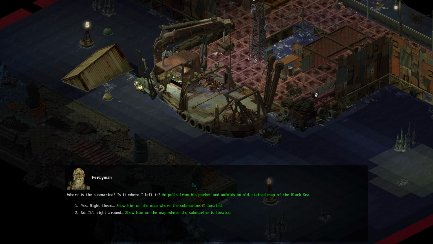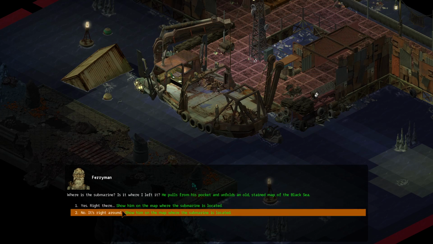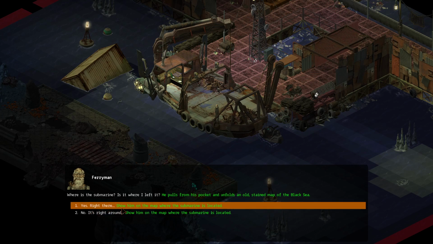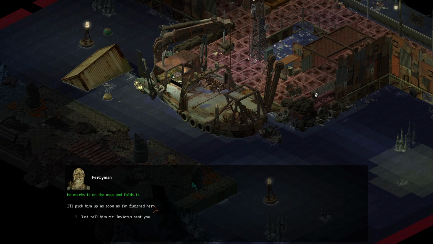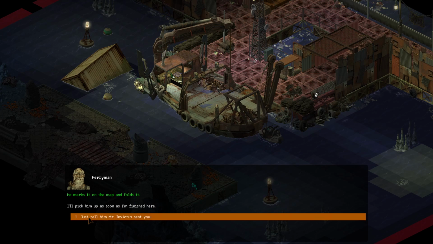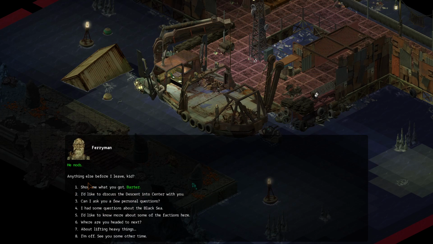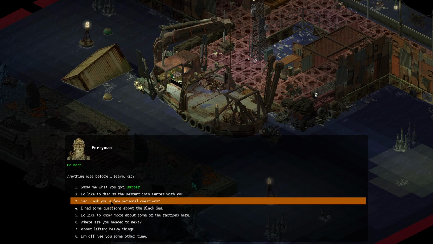He pulls from his pocket and unfolds an old, stained map of the Black Sea. Yes, right there. Show him on the map where the submarine is located. He marks it on the map and folds it. I'll pick him up as soon as I'm finished here. I'll just tell him Mr. Invictus sent you. He nods. Anything else before I leave, kid?